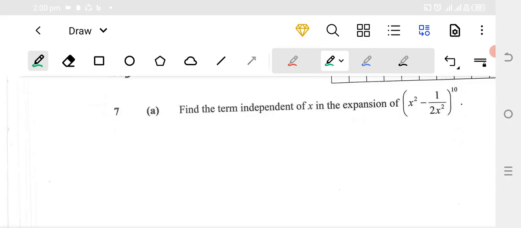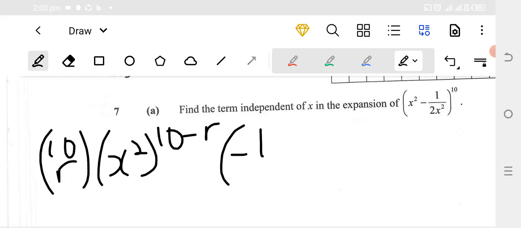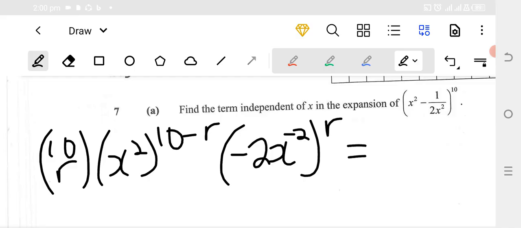So it's going to be equal to, our power is 10. Let's continue with the black one. It's going to be 10 combination r, we don't know what r is, multiplied by x squared to the power 10 minus r, multiplied by negative 2 to the power negative 1, then x to the power negative 2, to the power r, equal to 0. What have I done?